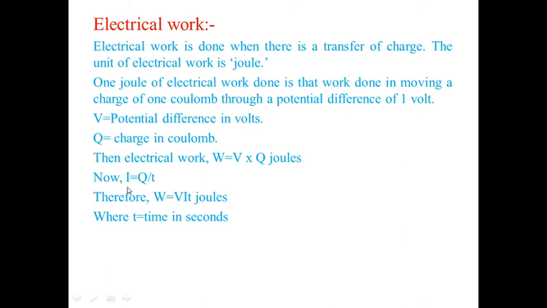We have current, I, which is charge per time, so charge Q divided by time. Therefore, Q is equal to I into T. Substituting here, work done W is equal to V into I into T joules, where T is time in seconds.